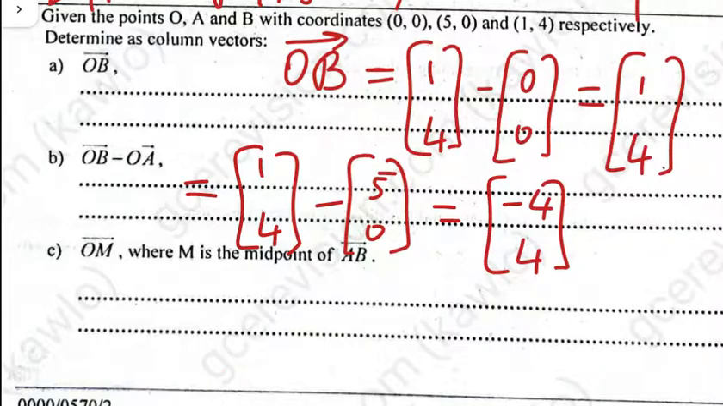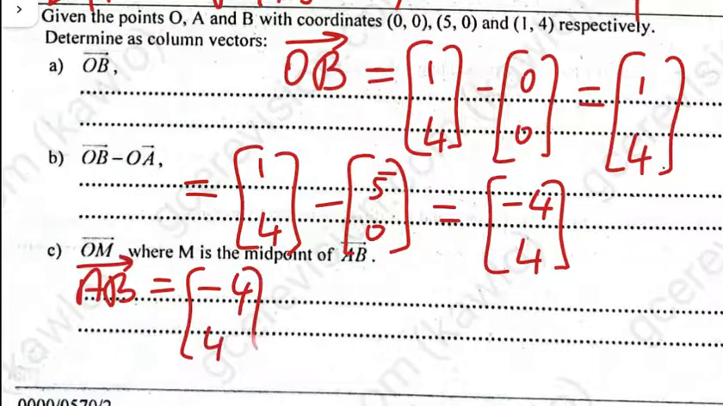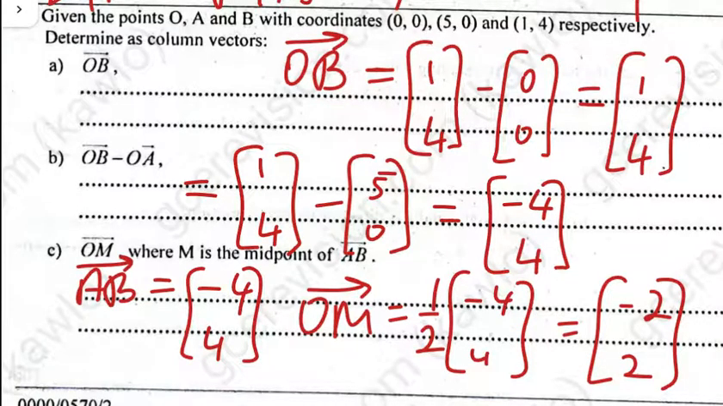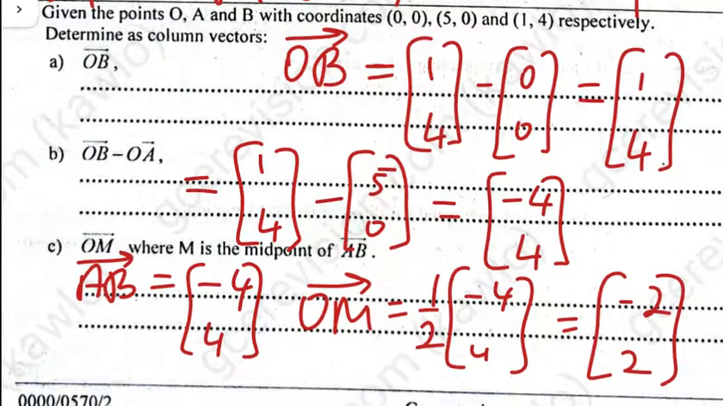So come back here at this point. I'm going to write: I have my AB is equal to (negative 4, 4). So OM is equal to a half of that (negative 4, 4), which is equal to the vector (negative 2, 2). Note that we don't have enough space, so we cannot be writing lengthily, okay? So this is the vector OM, which is the midpoint of AB. So that takes us to the next question.